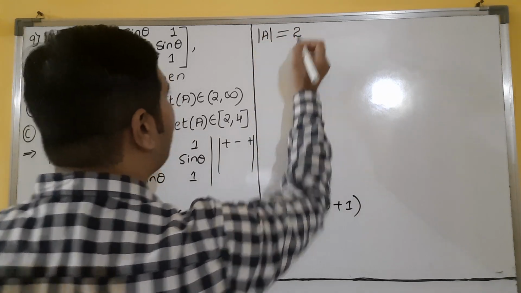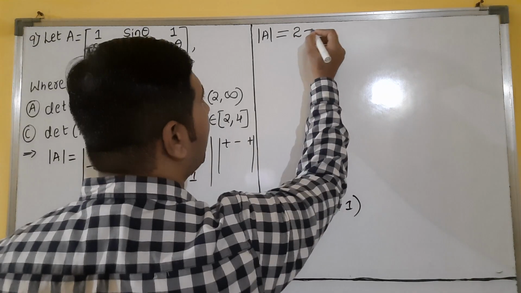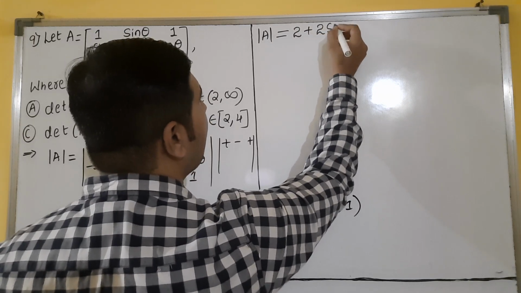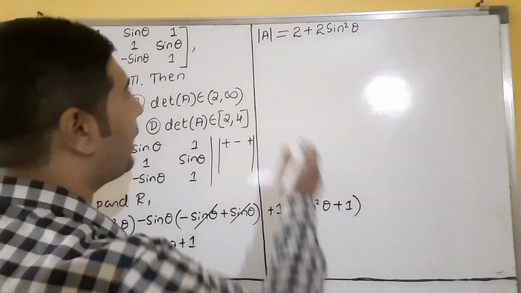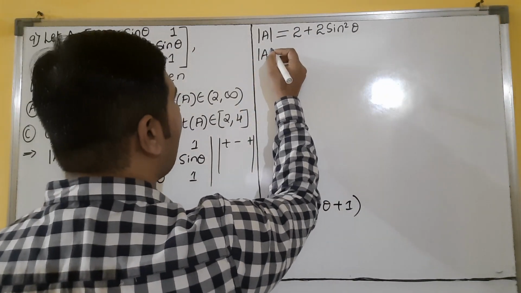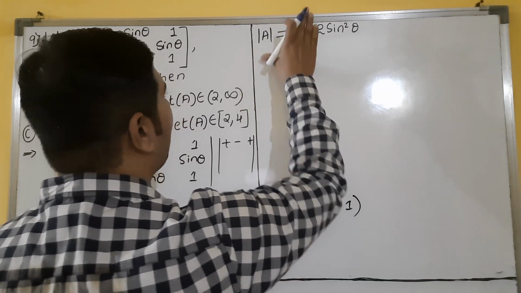Determinant A I will write 2. Determinant A is equal to 1 plus 1 is 2. Sin square plus sin square is 2 sin square theta, dear students. Yes sir, will you agree everyone? So what is common here, dear students? Otherwise you can write this much also, no problem. We will get the answer here also.